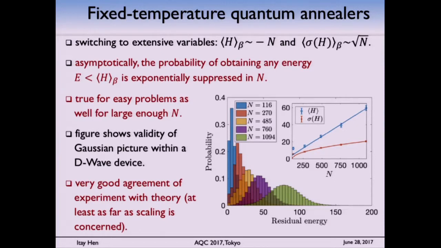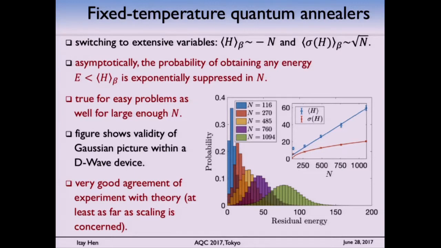Now, what does it mean? It means that if you go to the extensive variables, the extensive energy, we know that it scales like n, whereas the dispersion scales like the square root of n. Now, what does it mean?